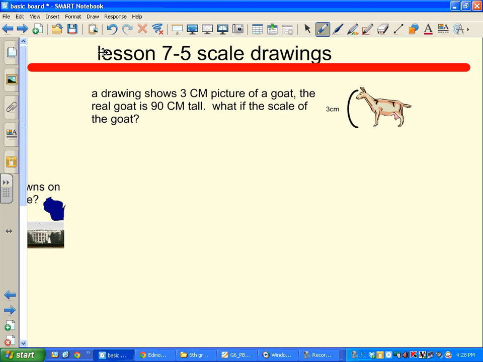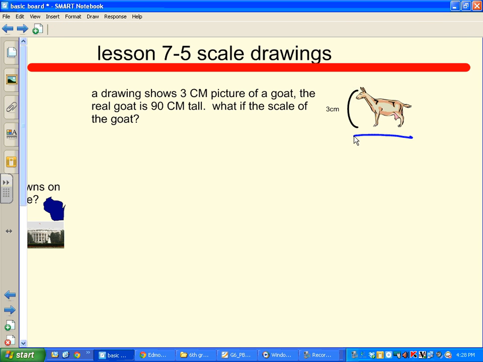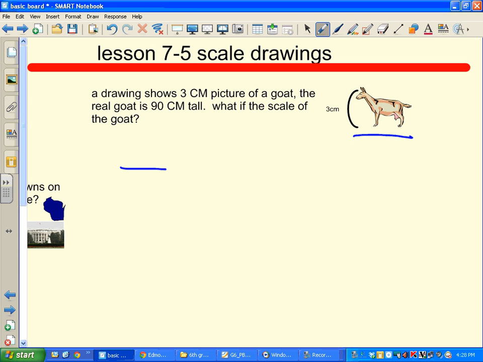The first one is a drawing shows a 3 centimeter picture of a goat. There she be. The real goat is 90 centimeters tall. What is the scale of the goat? So we set this up as a ratio problem. We have the real goat and the scale goat.